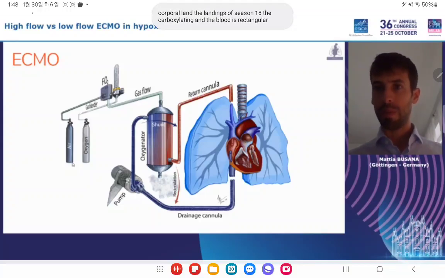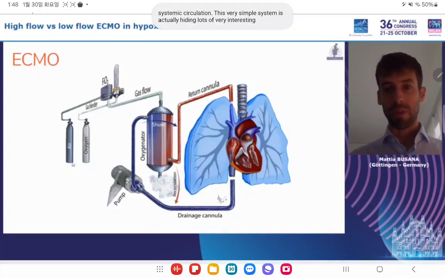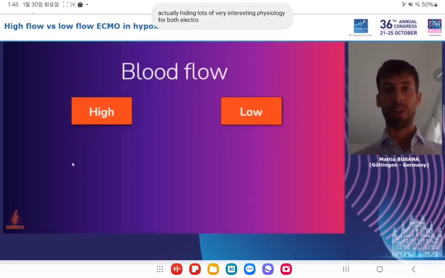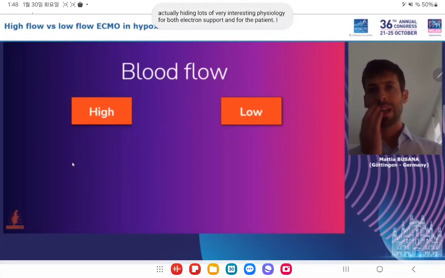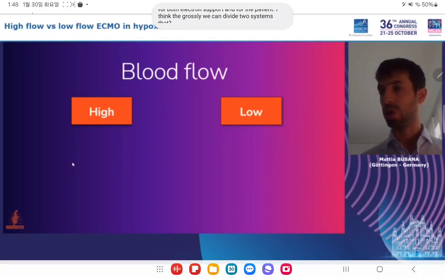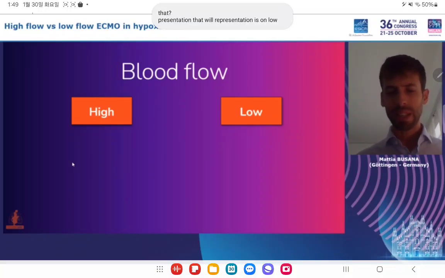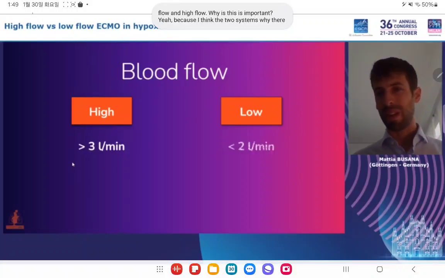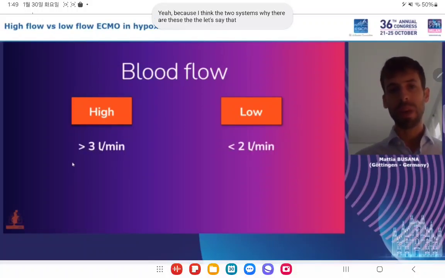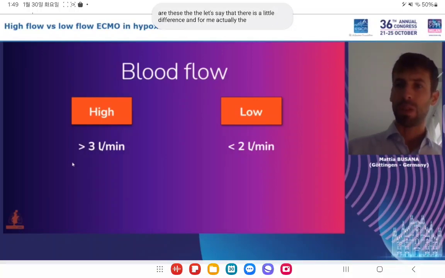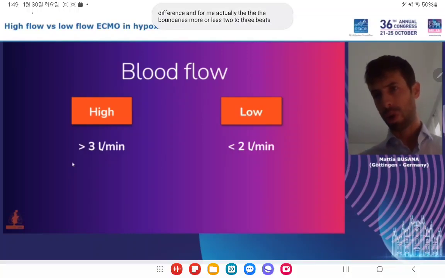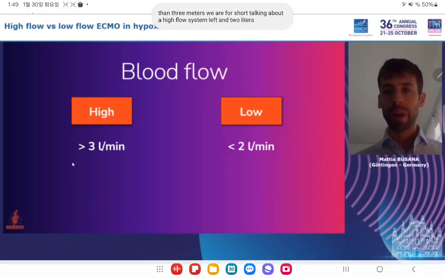This very simple system is actually hiding lots of very interesting physiology for both the extracorporeal support and for the patient. I think that grossly we can divide the two systems. The title of the presentation is on low flow and high flow ECMO. Why is this important? For me the boundary is more or less 2 to 3 liters. More than 3 liters, we are for sure talking about a high flow system. Less than 2 liters per minute, we are talking about a low flow system, and then there is of course a gray zone in the middle.